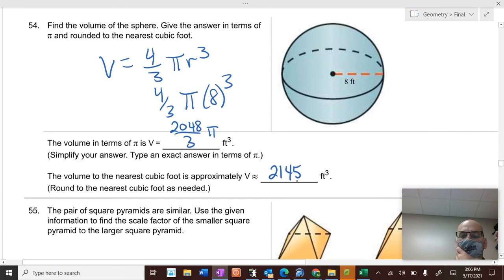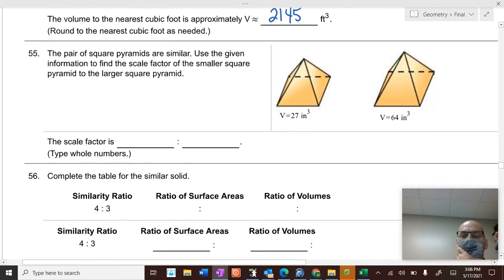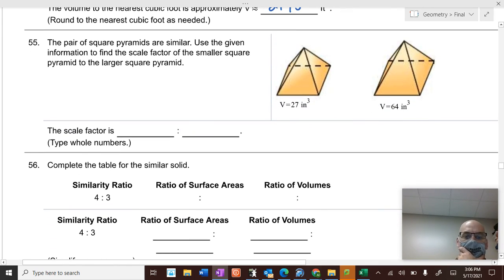2,145. Close enough. If anybody has detention tonight, please report to the high school office after the bell rings.